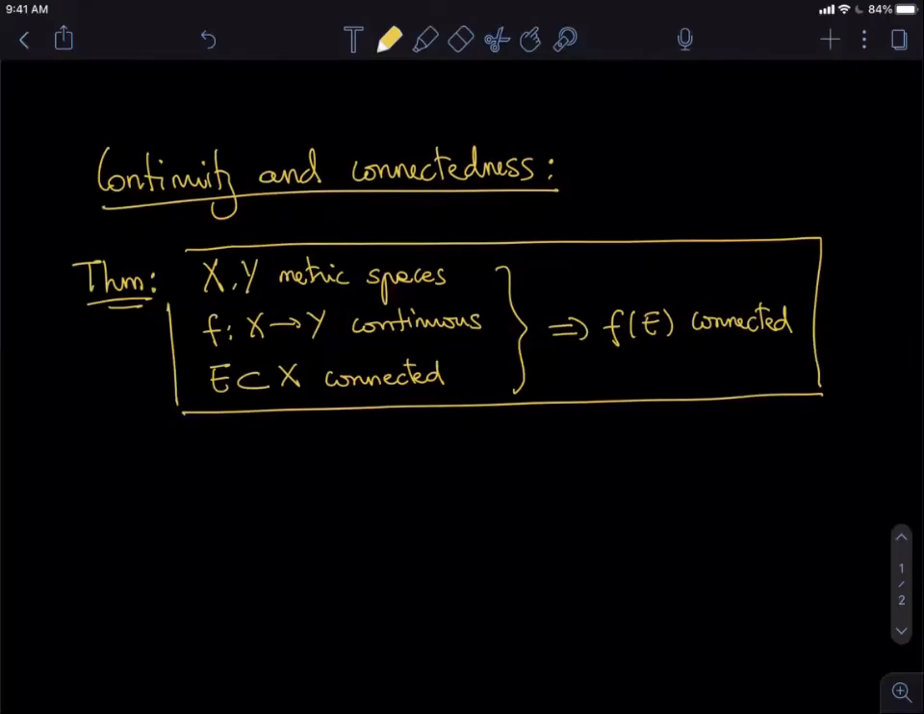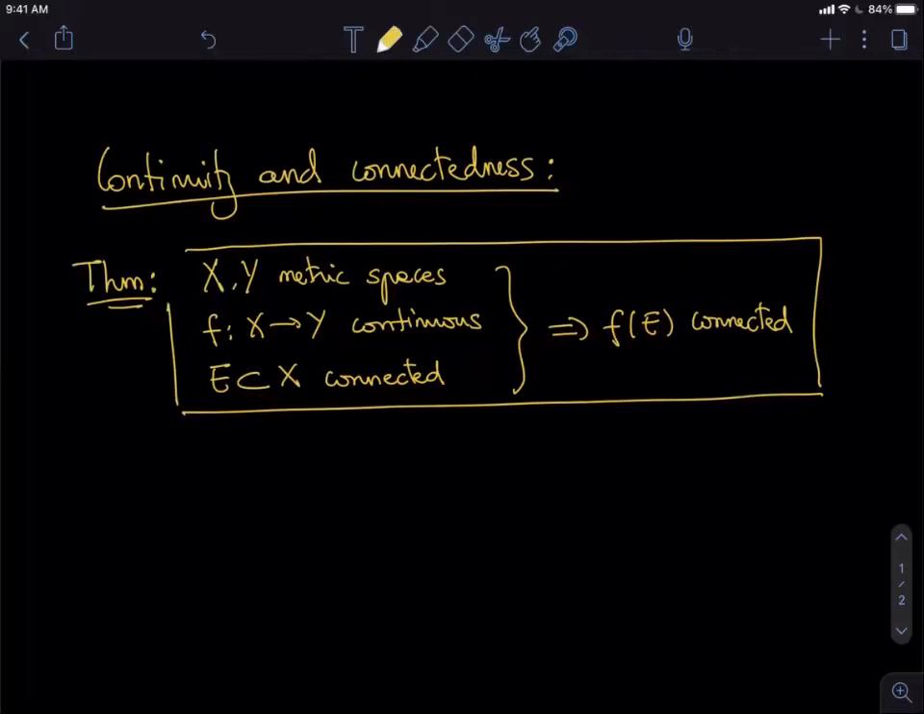Let's discuss the relation between continuity and connectedness. In this theorem, we have a continuous function f between metric spaces X and Y, and we have a subset E of X that is a connected set. And the theorem says that the image of a connected set by a continuous function is connected itself. So f of E is connected.